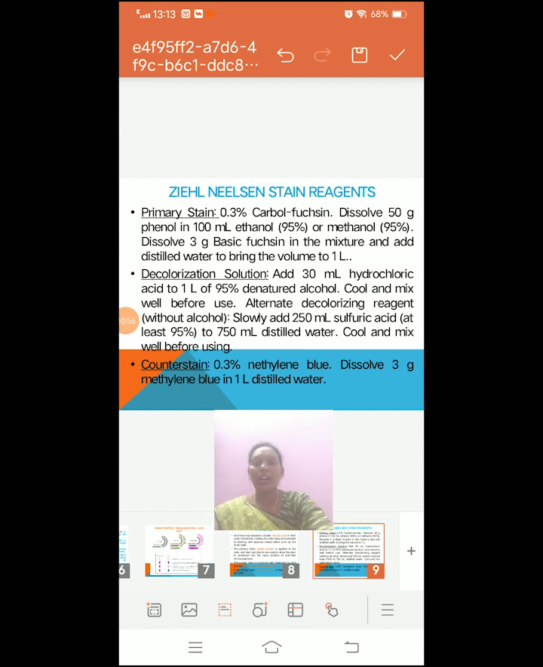The next one is the counterstain, that is 0.3% methylene blue. You prepare the counterstain by dissolving 3 grams of methylene blue in 1 liter of distilled water.